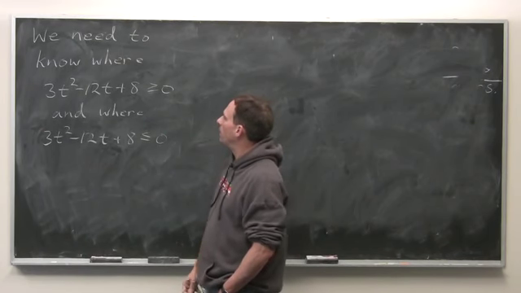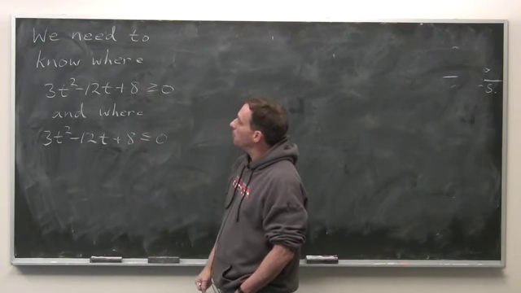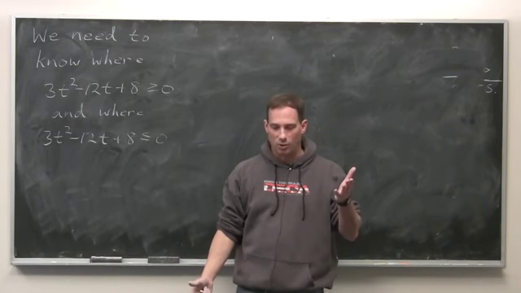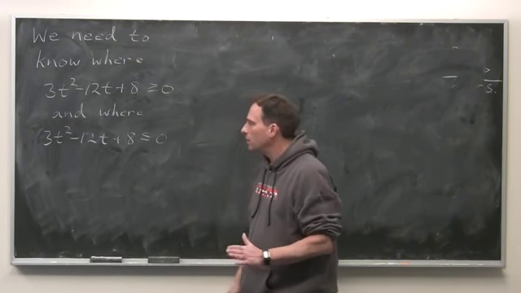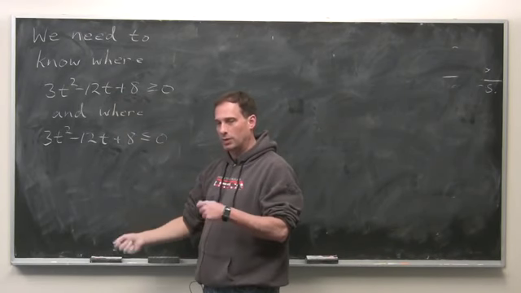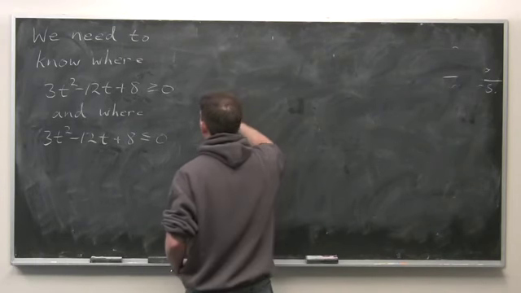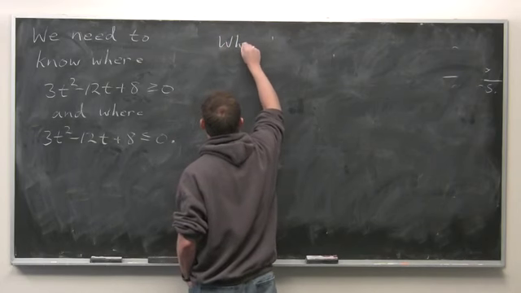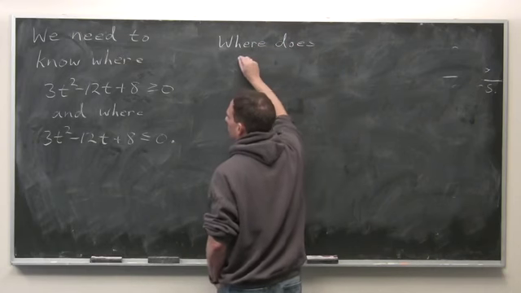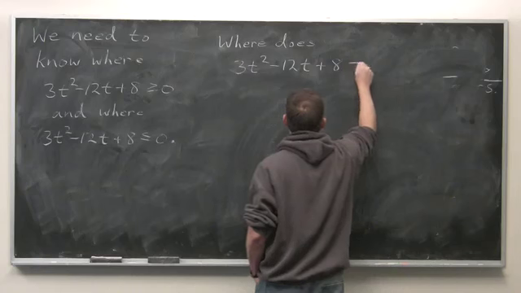All right, how do you tell where a function's positive and where it's negative? This is a continuous function. Continuous functions can switch signs only at places where they hit 0. So we find where this function is 0, and then we check in between the zeros and see whether the function's positive or negative. So where does 3t squared minus 12t plus 8 equal 0?